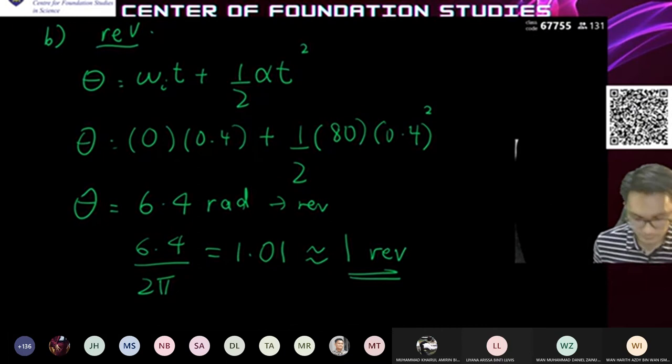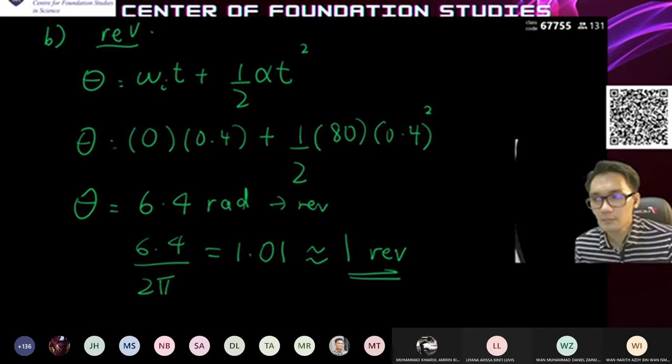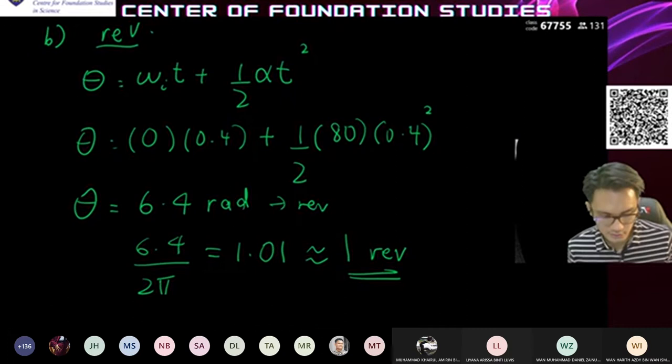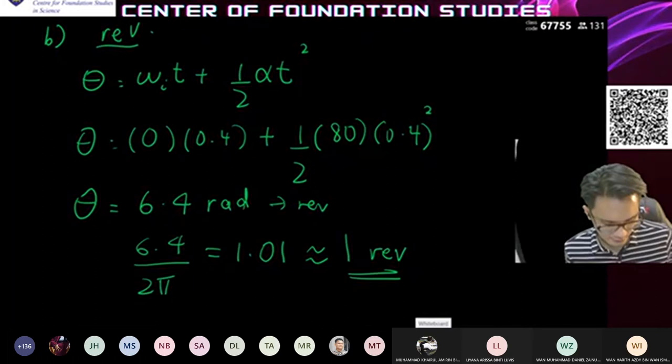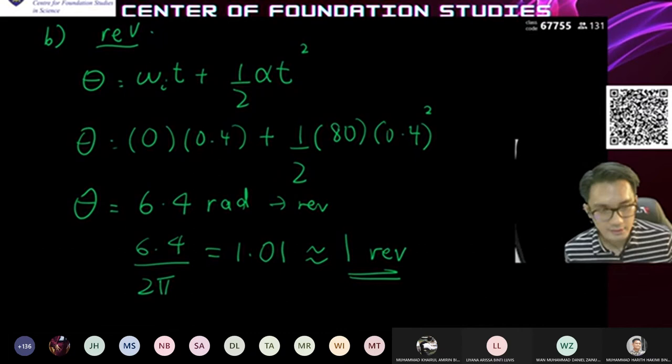Understand? So for revolution, the question must correspond to the angular displacement. And if the question gives you revolution per minute, or rotation per minute, that one corresponds to the angular velocity. So you just have to get used to the terms in rotational motion. Okay, any questions? Do we need to round off the answer? Okay, for the assignment, it is not rounded off. You have to choose the minimum one. So if 1.01, the minimum one is 1 revolution.